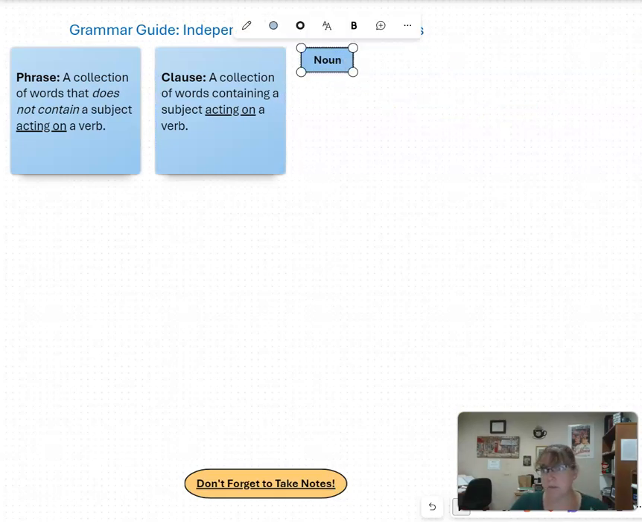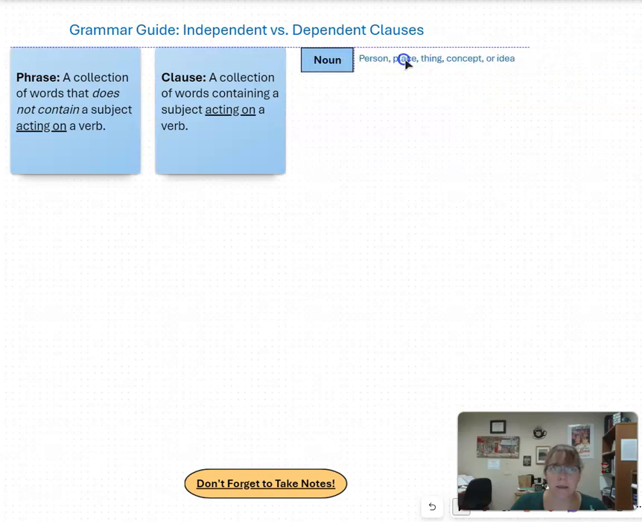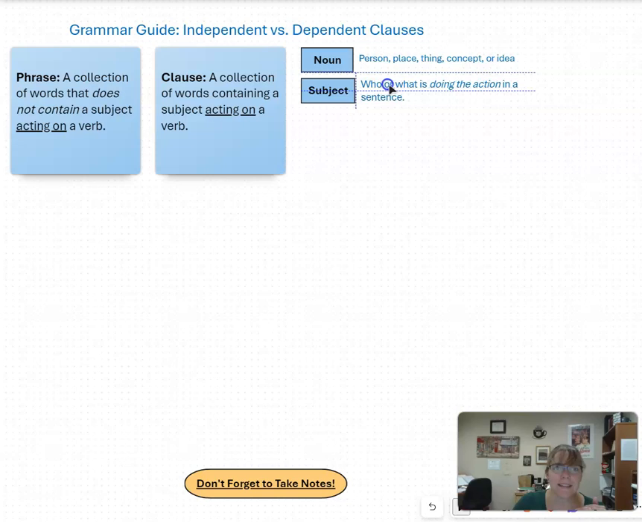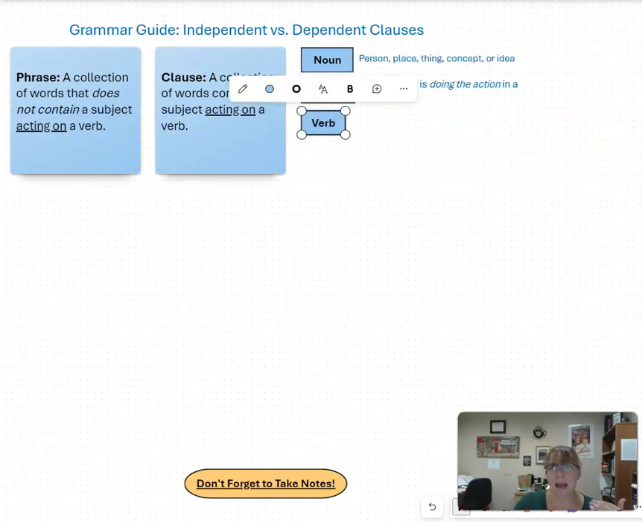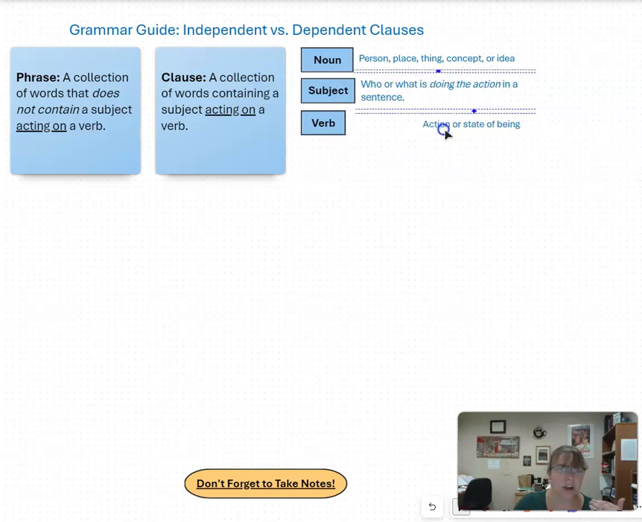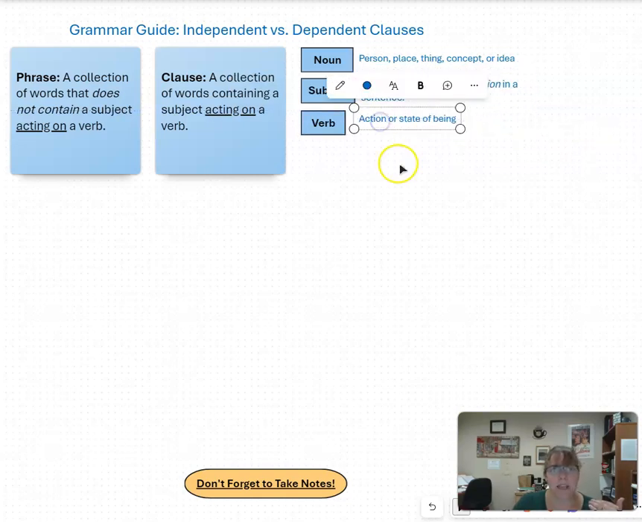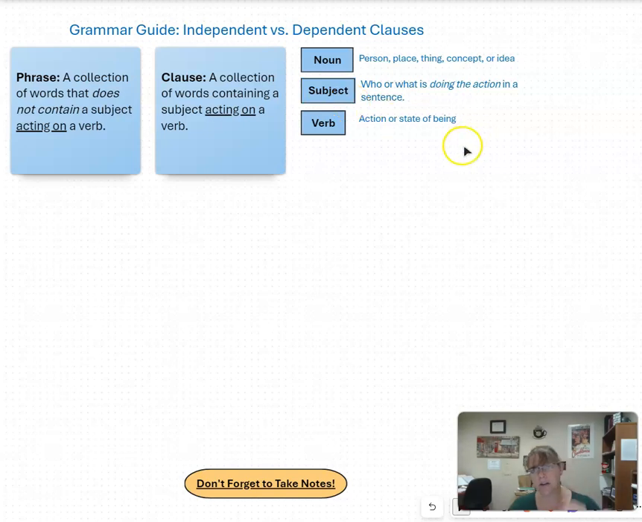Just having a noun means that we have a person, place, thing, concept, or idea mentioned in our sentence. However, we might have more than one noun in the sentence. One of these needs to be a subject, which is who or what is doing the action in a particular sentence. If we don't have that, we don't have a sentence. Similarly, we have to have a verb, which is an action or a state of being. Okay, we have to have this in our sentence.